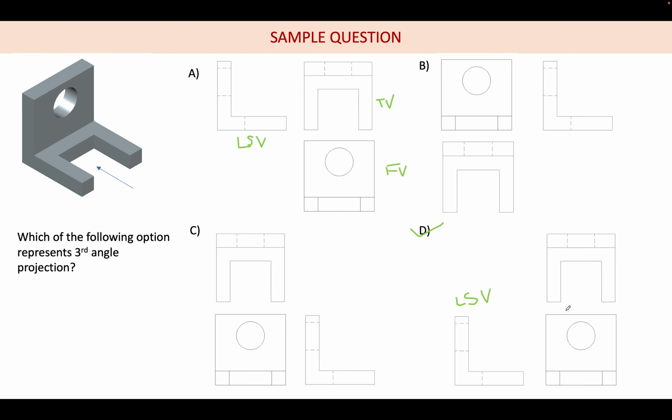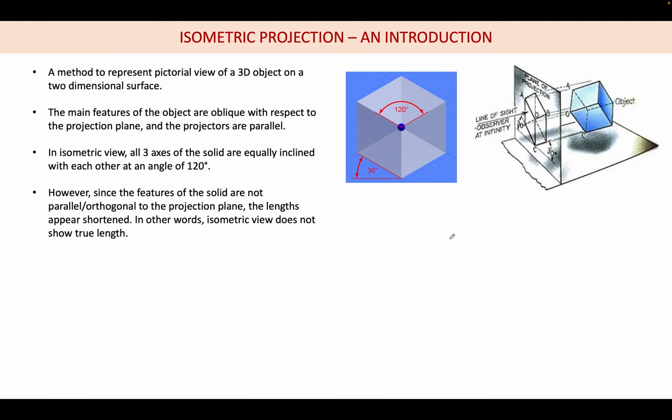So you should understand that whichever is the front view, either side view, left side view or right side view, should be next to the front view, and the top view is above the front view. So option D is the answer. Some small source of confusion may come, so you have to be careful while doing the assignments. Now I come to the isometric projection.